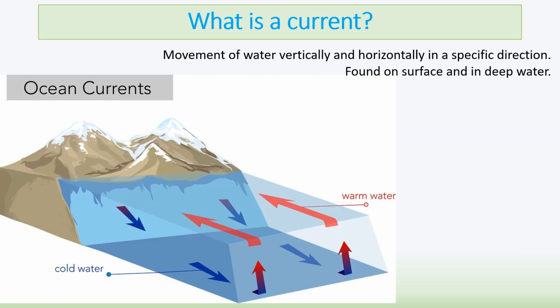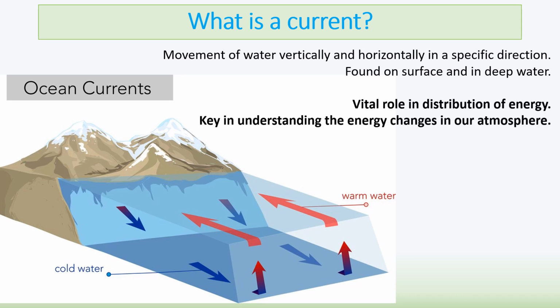So another thing that's been affected by climate change is the movement of water in currents around our world's oceans. A current is the movement of the water vertically and horizontally on the surface and in deep water, and interchanging between the two. It has a vital role on our planet in terms of distribution of energy, and it is key in understanding our energy change in the atmosphere as well. So it's really important. If the currents were to change, it would have a massive effect on us on the land. You can see it in the news at the minute because El Nino is happening, and all that is a change in wind direction across the Pacific Ocean, which can have massive effects around the world.